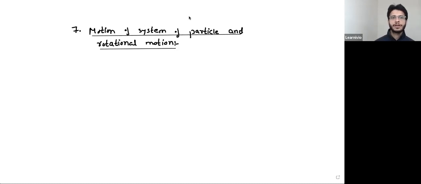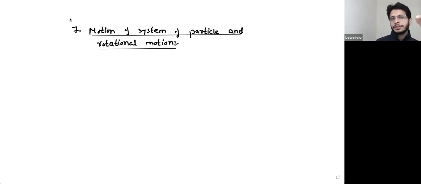Motion of system of particles and rotational motion. Up to chapter number 6, we have done kinematics. These are all parts of mechanics. We did kinematics, then we did laws of motion, then we did work, energy, and power.